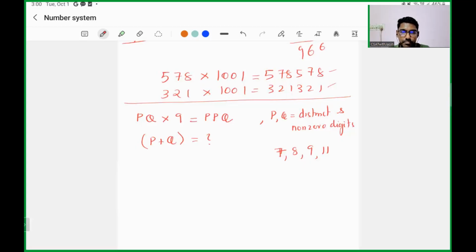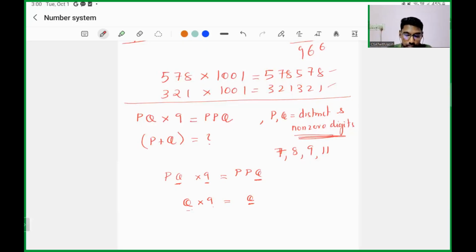Okay, you are saying 7. So here also you need to check that unit digit first. Here the question is PQ into 9 is PPQ. So here unit digit is Q, here it is 9. When you are multiplying Q with 9, you should get a number which ends in Q itself. So what will be Q? Just substitute something. Q cannot be 0, right? Q is non-zero, so you cannot put 0.